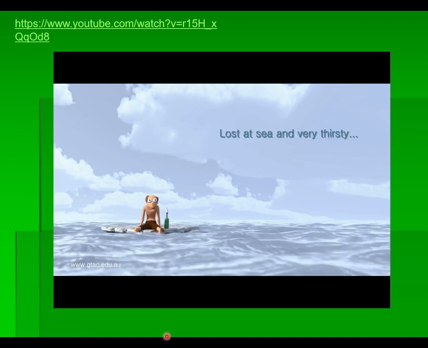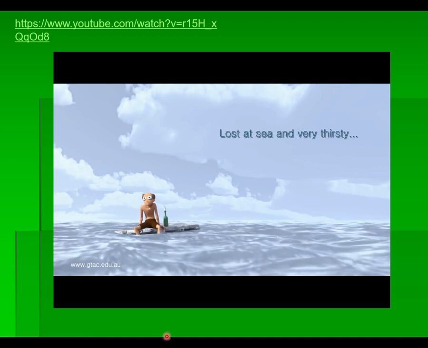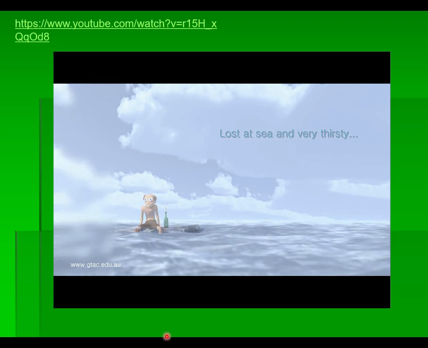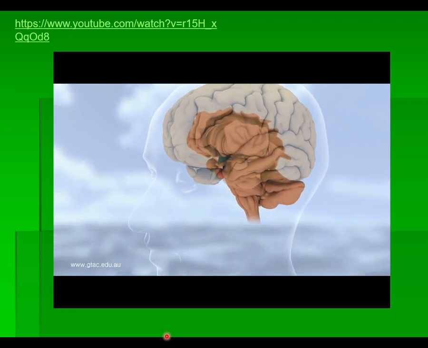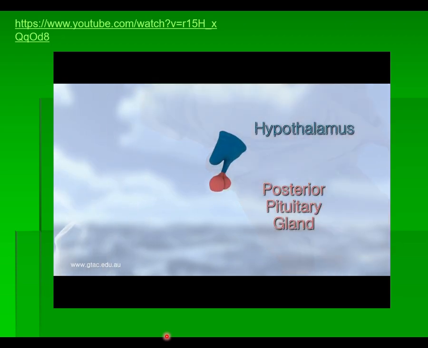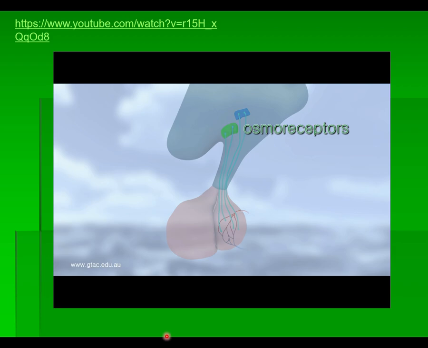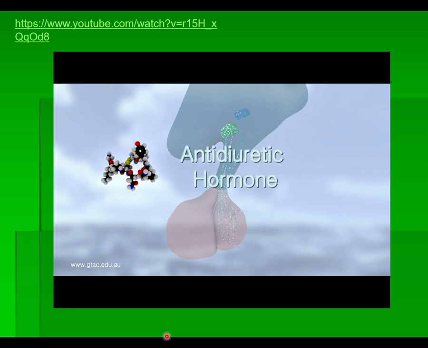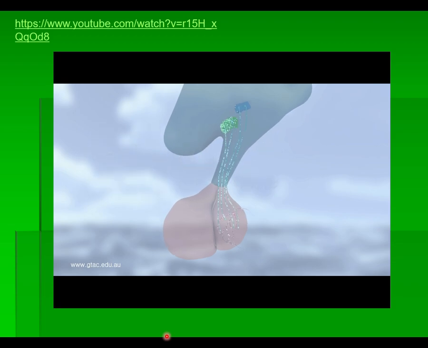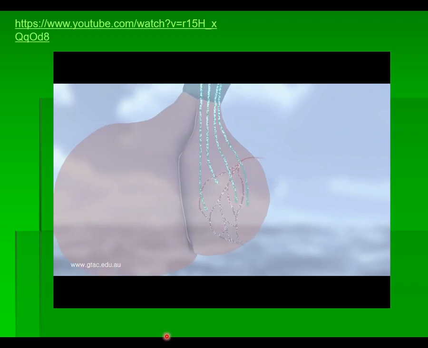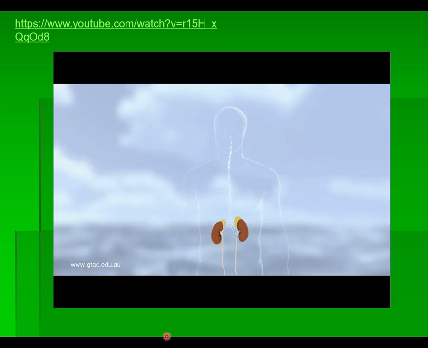What happens in your body when you start getting dehydrated? Water levels in the blood decrease, and this is detected by receptors on cells in the hypothalamus. These receptors are called osmoreceptors. In response, the cells secrete the signalling molecule antidiuretic hormone, or ADH. ADH is a hydrophilic peptide hormone. The ADH is released from the pituitary and travels in the blood to the kidneys, where urine is produced.